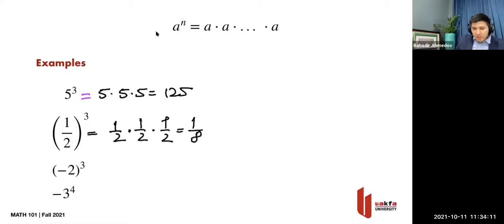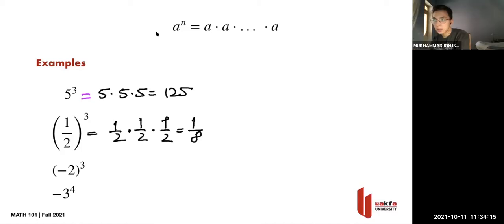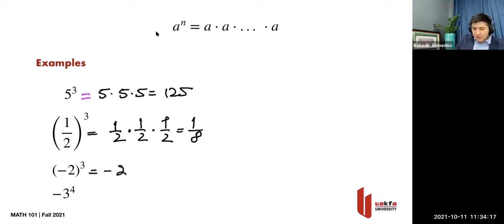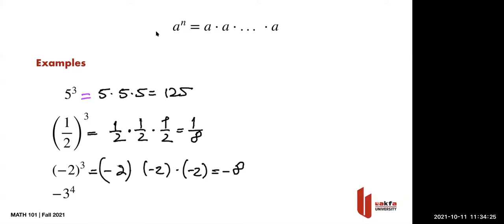What about minus 3 to the power of 3, the cube? Minus 8. Okay, I can do this as minus 2 times minus 2 times minus 2, which is going to be minus 8. What about minus 3 to the power of 4? Not minus 8. Okay, it is different. 81. 81.